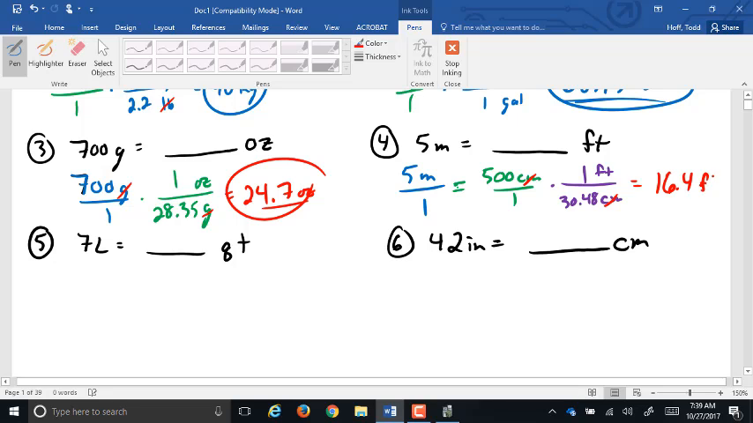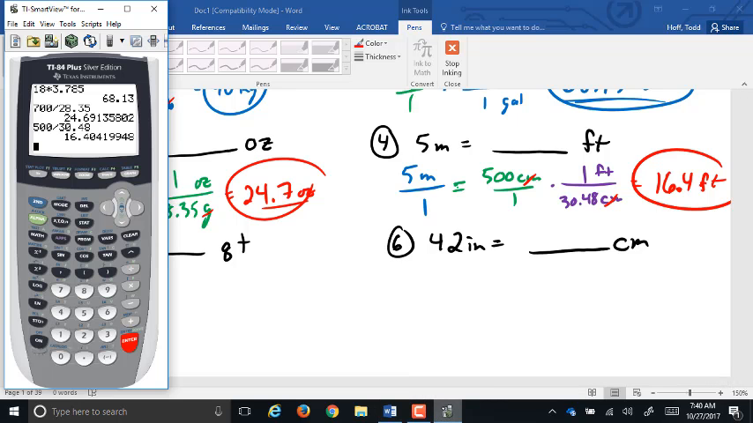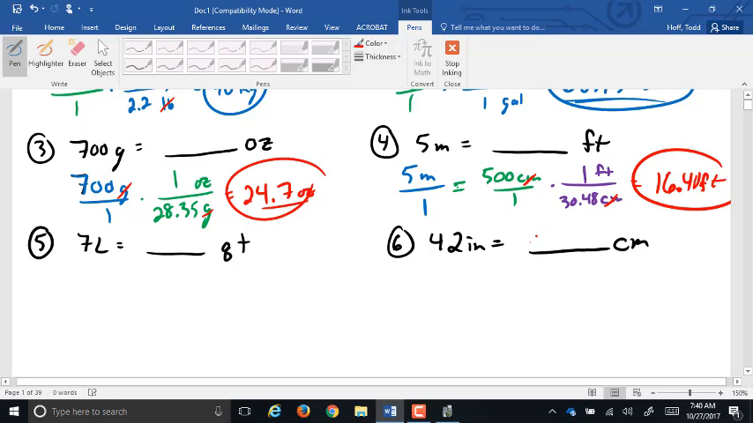feet. You want us to do the first decimal and 2 decimal places? Usually 2 decimal places is the safe way. This would be 16.40. Yeah.